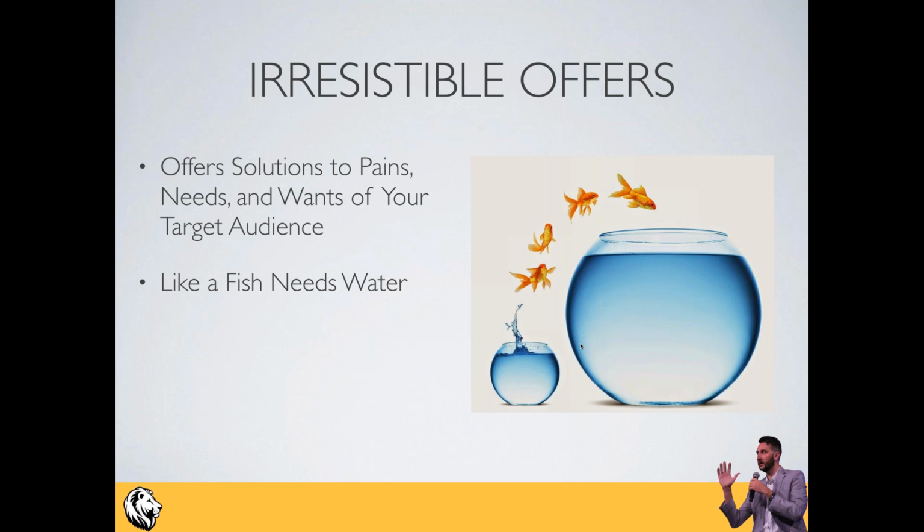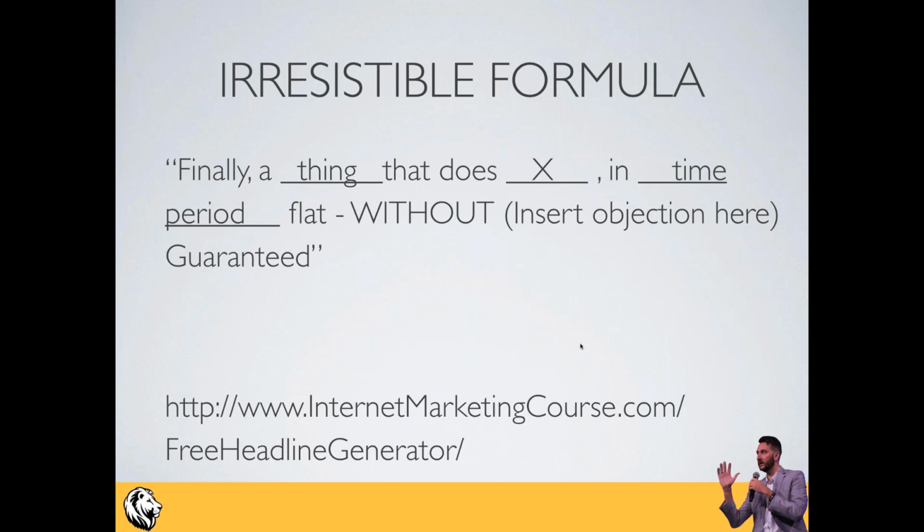So here's the irresistible formula. It kind of works like this. This is really the headline or the text for your lead magnet, right? So here's a formula: Finally, a blank that does blank in X amount of time without this problem, guaranteed. So you might be like, what are you talking about?